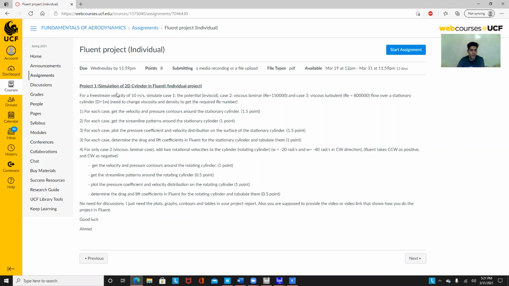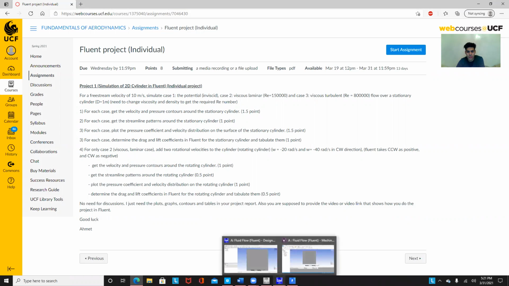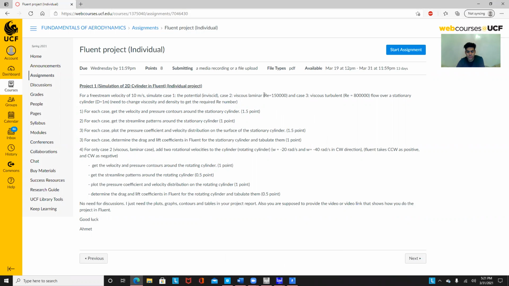So this project is about a simulation of a 2D cylinder in ANSYS. We got a couple of cases. We got 3 cases: inviscid flow, laminar flow, and turbulent flow with different Reynolds numbers. The velocity is 10 meters per second. The diameter of this cylinder is 1 meter.